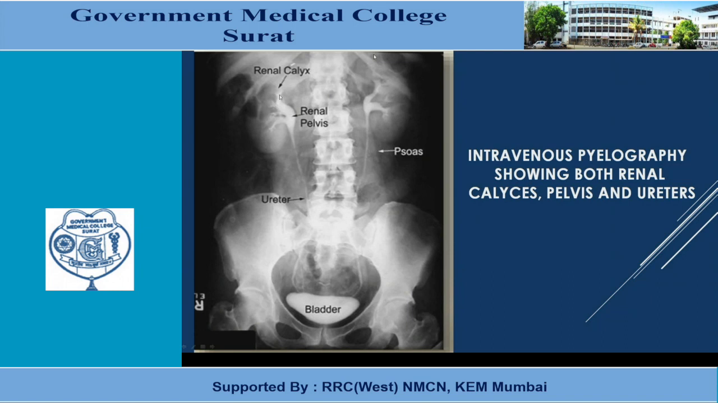On both sides, this is a minor calyx, this is a major calyx, which drains into the renal pelvis, then into the ureter and into the bladder. The IVP study is used for various pathologies of the kidney, including parenchymal pathologies and obstructive pathology of the pelvis, ureter, and bladder. You can easily see that both ureters are traced from the renal pelvis into the bladder, lying on the L3, L4, L4, L5 lumbar vertebrae, and on the psoas muscles.